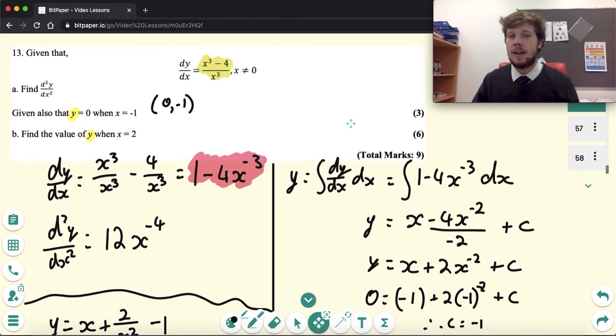So, that's the rest of the question finished, and that would be all 9 marks for this type of question. The trick is really to rearrange my first thing that they give me into a much easier form, and then we can do the appropriate differentiation or integration.